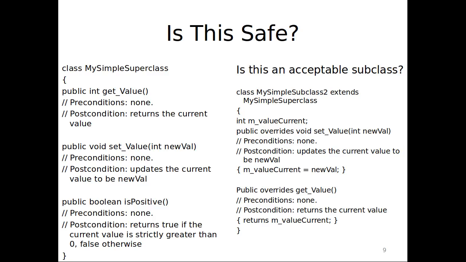Could you imagine a case where, given the subclass, is positive still works? Give a case involving the implementation of the superclass where is positive will still work in the subclass. If is positive does what? Calls get value. Because if is positive calls get value, that is positive implementation is inherited by the subclass. And when we call is positive on an instance of the subclass, whose get value is it going to call? Subclasses, the overridden one.